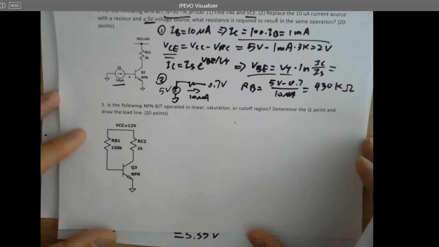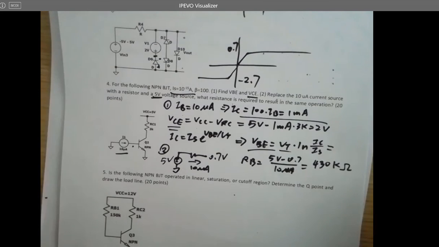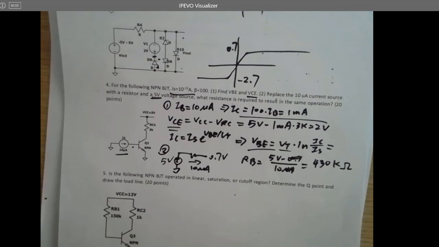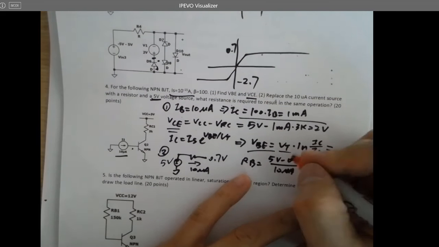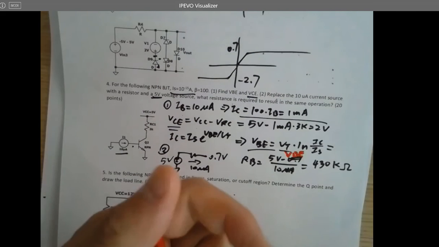Would you use the 0.7 or would you use the calculated VB? Oh yeah, calculated. That's a good question. Whatever VB you calculated.